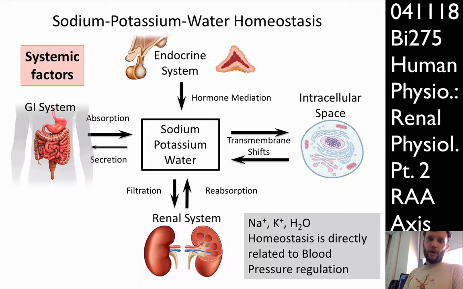Okay. So here are some of the systemic factors that are involved in controlling sodium, potassium, and water levels in the body. First of all is the GI system. This is how we're going to absorb all three of these things. We bring them into the body, and then some of them are secreted out into the GI tract. But mostly, this is about influx into the body.